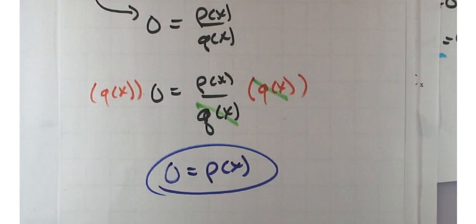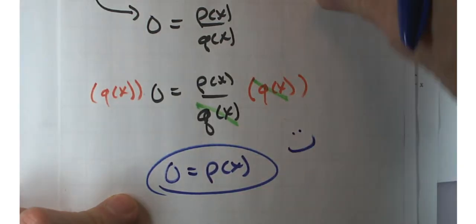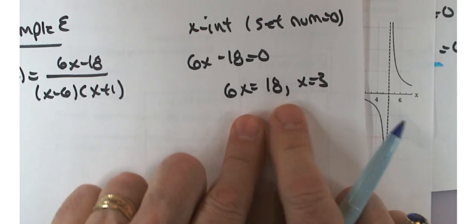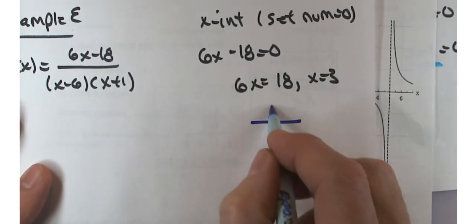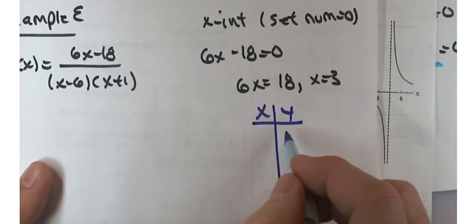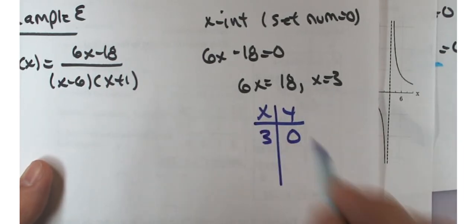So when the numerator equals 0, the graph crosses the x-axis. You don't have to worry about the denominator part for that. So that's a good thing. It makes our life a little bit easier. And in this case, it's at x equals 3. So if you're keeping track of some points, x and y, if I put in a y equals 0, I get x equals 3.